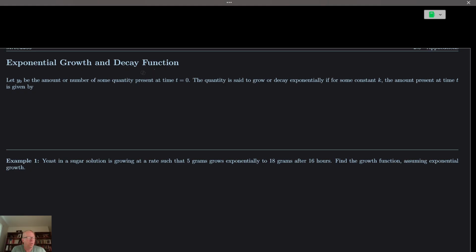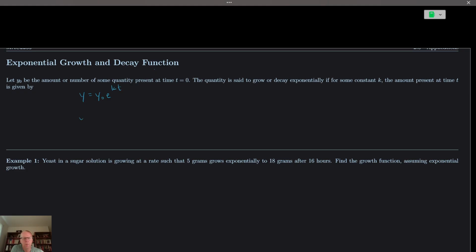So exponential growth and decay, we're going to let y naught be the initial amount. So the amount at time equals 0. The quantity is said to grow or decay exponentially if, for some constant k, the amount present at time t is given by this function. So we have y equals y naught e to the kt.